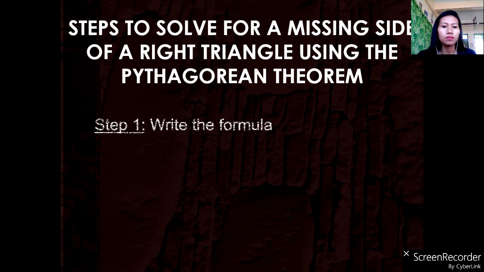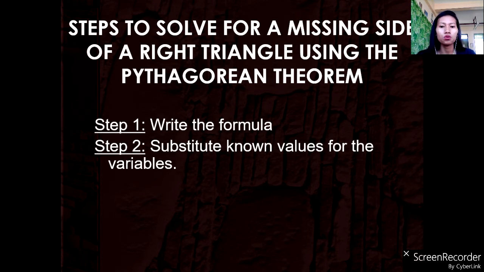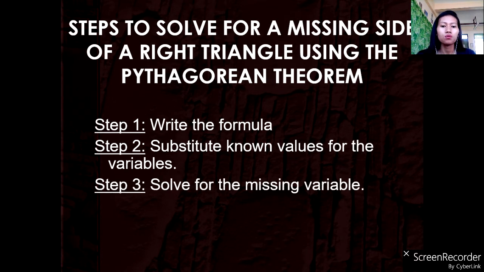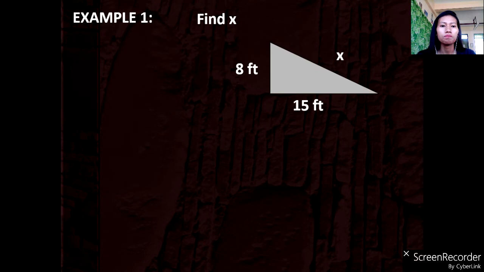So the first step is write the formula. Second step, we have to substitute known values for the variables. And then third step, we have to solve the missing variable. Okay, so given those steps in finding the missing side of a right triangle, let's try it on this example. So given the value 8 feet and 15 feet, let us find the value of x.